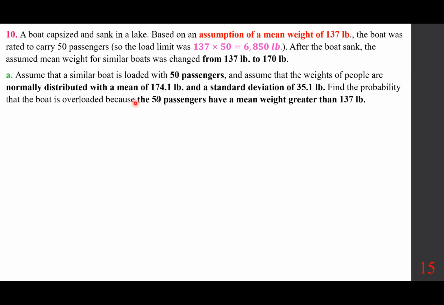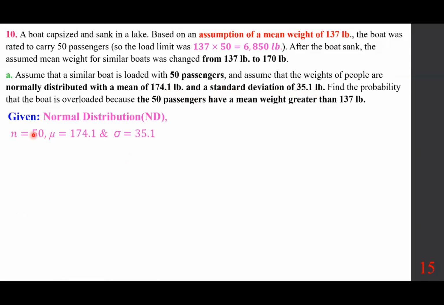Perfect. Let's see what's given. We are looking at a normal distribution. N is 50. Mean of 174.1, mu is 174.1 pounds. Standard deviation of 35.1, sigma is 35.1 pounds. So that's the given as we read the question.